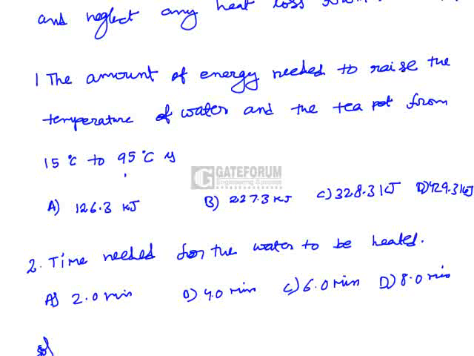consider the teapot and water together as a system, which is a closed system. From the first law of thermodynamics, the heat transfer is equal to the work done by the system plus the change in internal energy of the system. But here the work done by the system, that is the water and the teapot, is equal to 0. So we have to find the change in energy of the system, which is given by m Cp delta T of water and m Cp delta T of teapot.